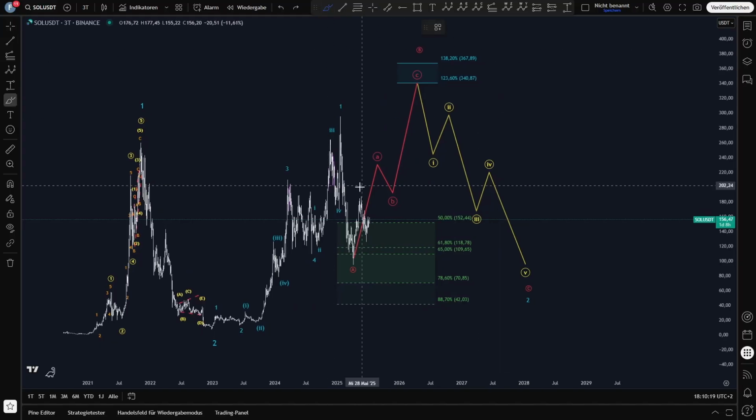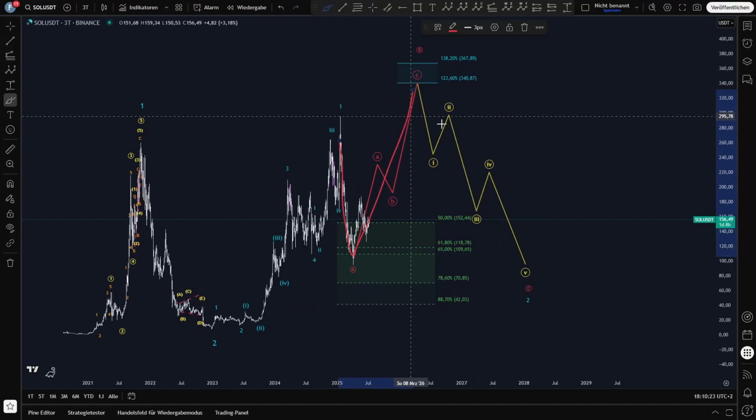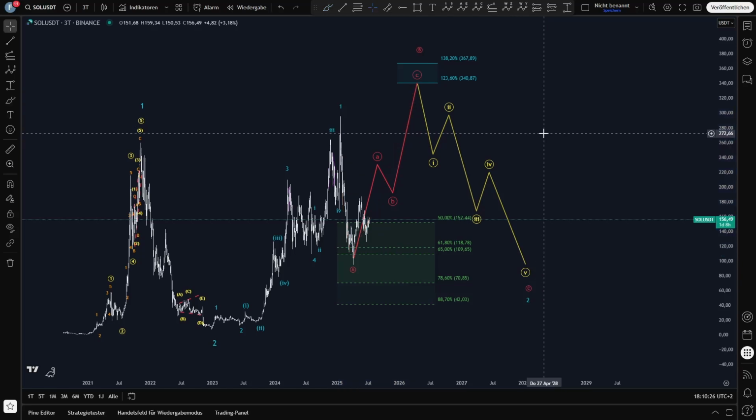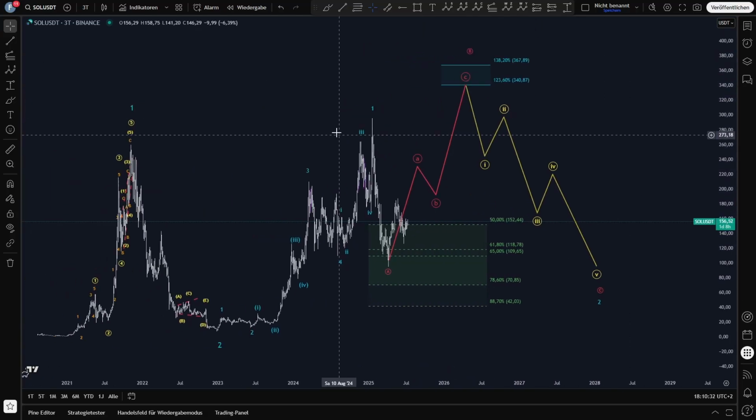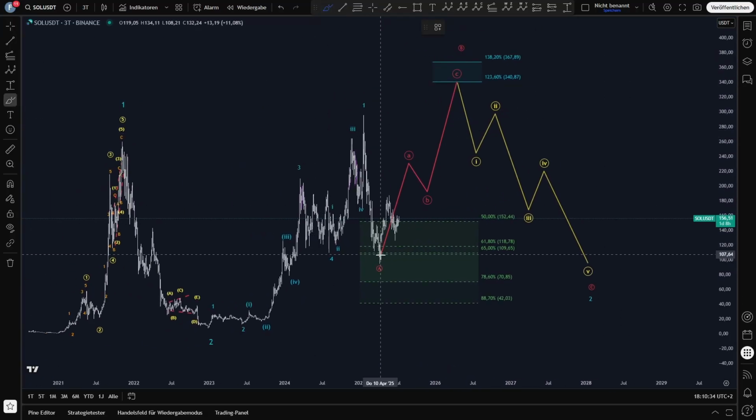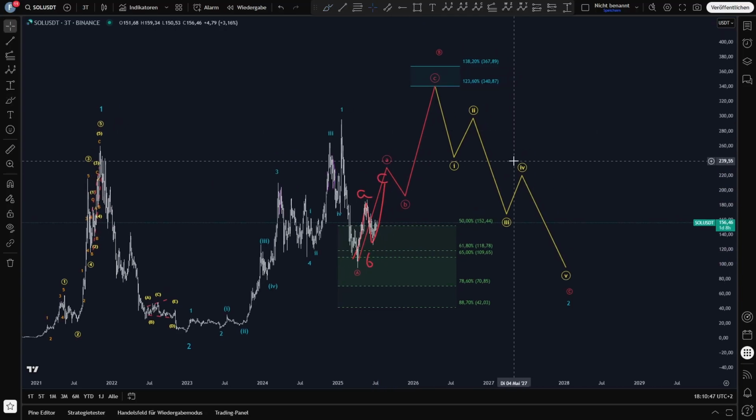So we have an A wave, a red A wave. Right now we are in the red B wave. And I already said in the last Solana video that we have two possibilities in this red B wave. So I will mention it shortly. We are right now in this A wave. We completed a B wave and we are in a C wave. So this is an A wave, this is a B wave, and this is a C wave. And we have two possibilities.